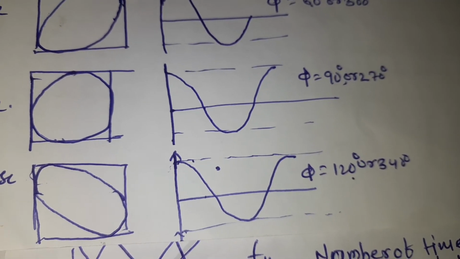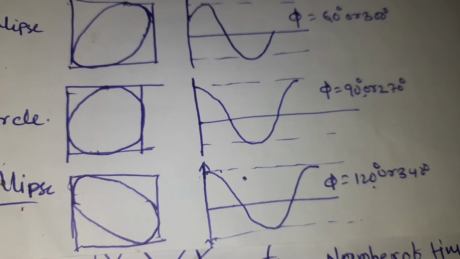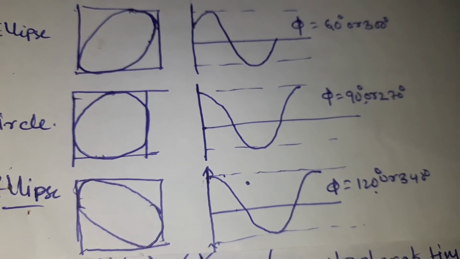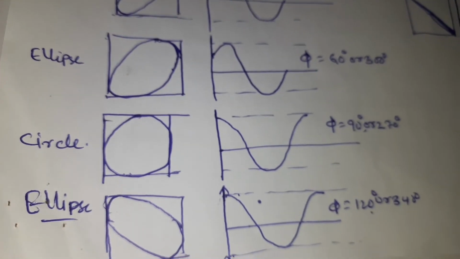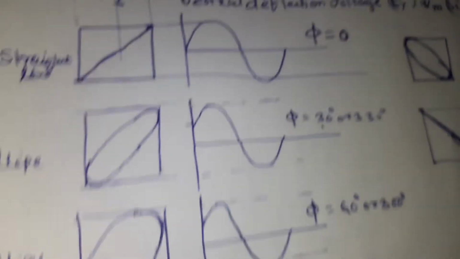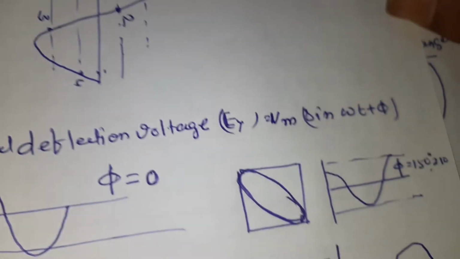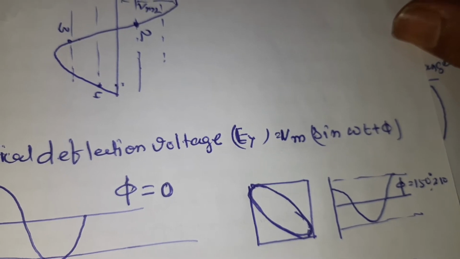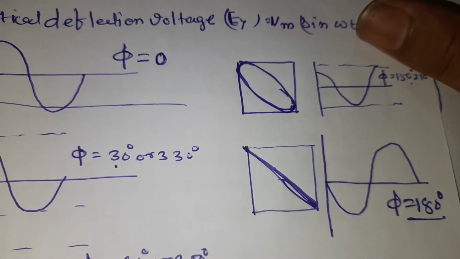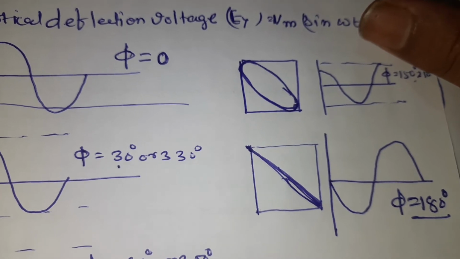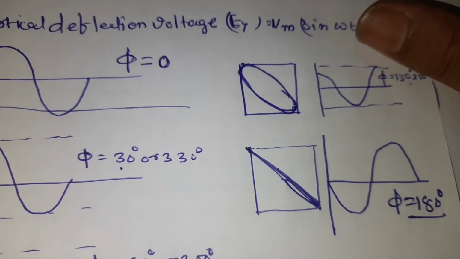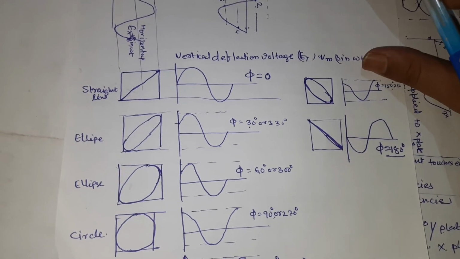In case of 120 degree or 240 degree phase shift, then an ellipse appears, but the direction of the ellipse, meaning the major axis of the ellipse, is in the second and fourth quadrant. That means the direction of the ellipse changes. Again, if the phase shift is 150 degree, the ellipse appears in the second and fourth quadrant. Again, if the phase shift is 180 degree, then a straight line appears, but its slope is negative 1, so it appears in the second and fourth quadrant. In this way we can observe how the Lissajous pattern is useful for the measurement of phase shift.